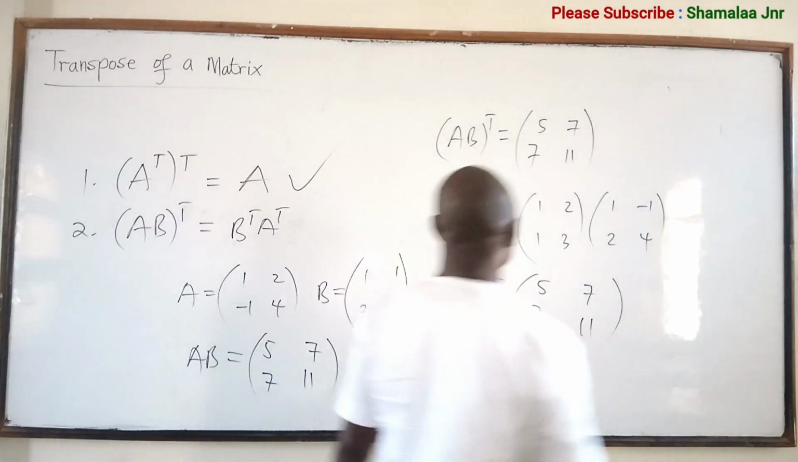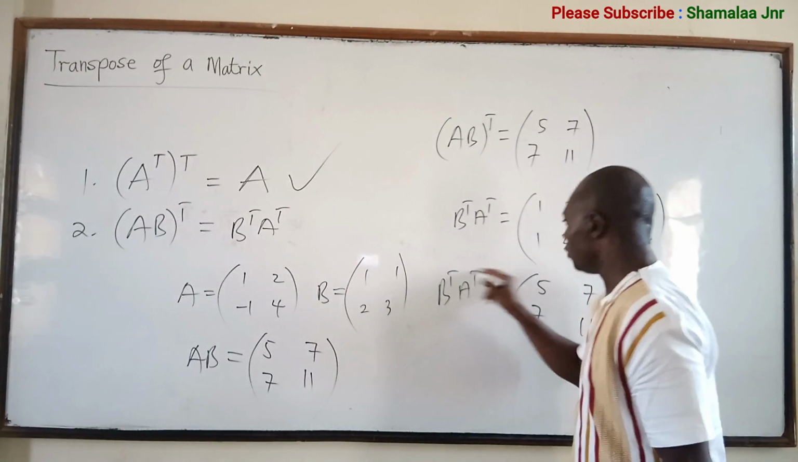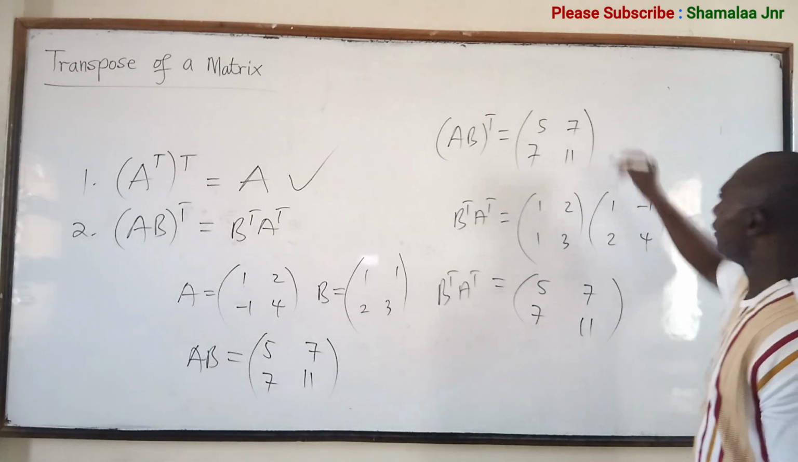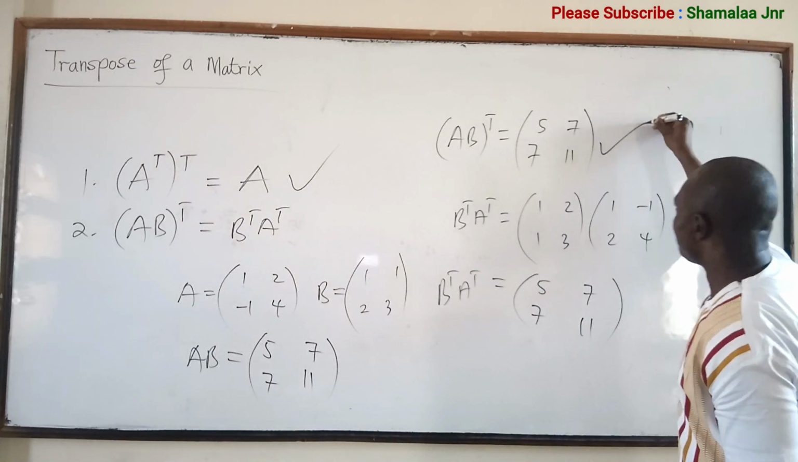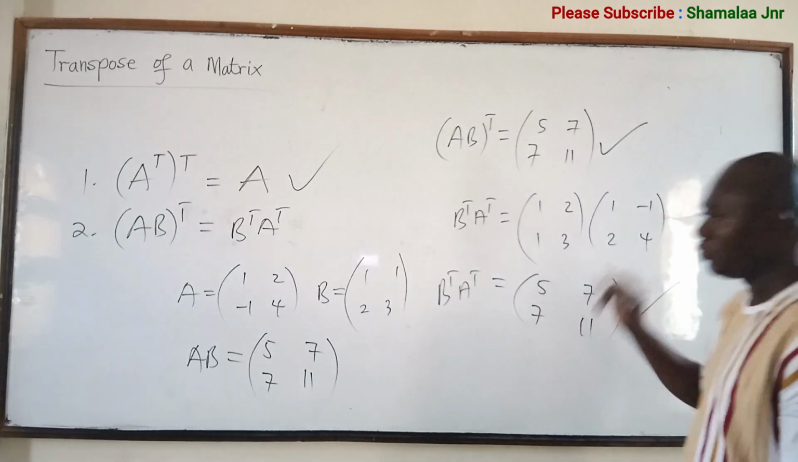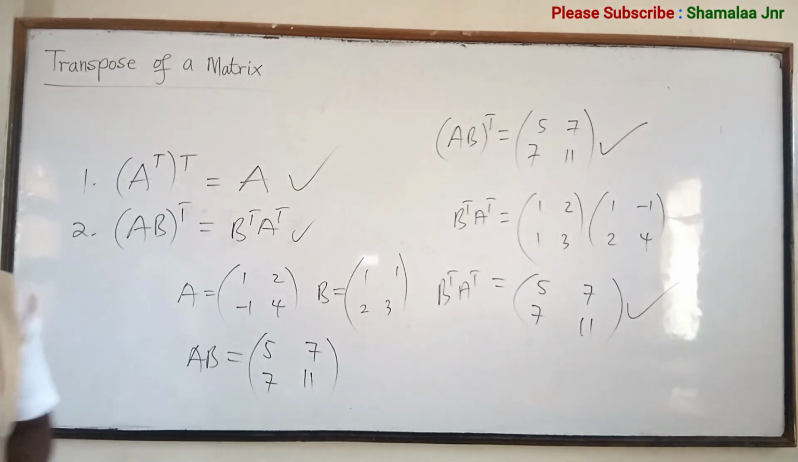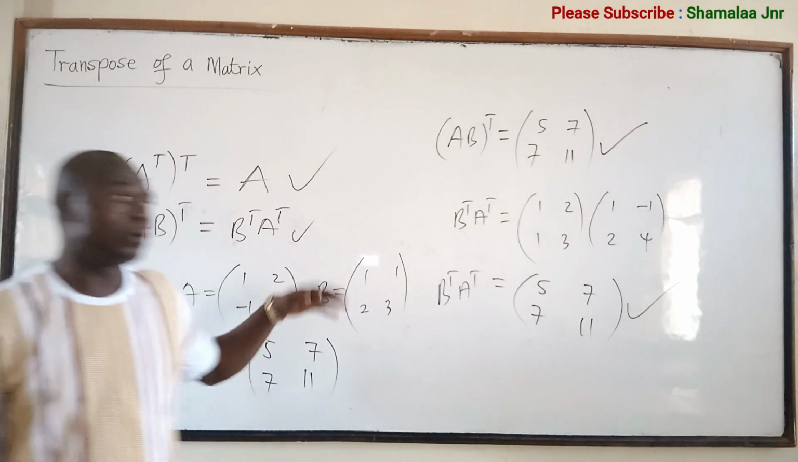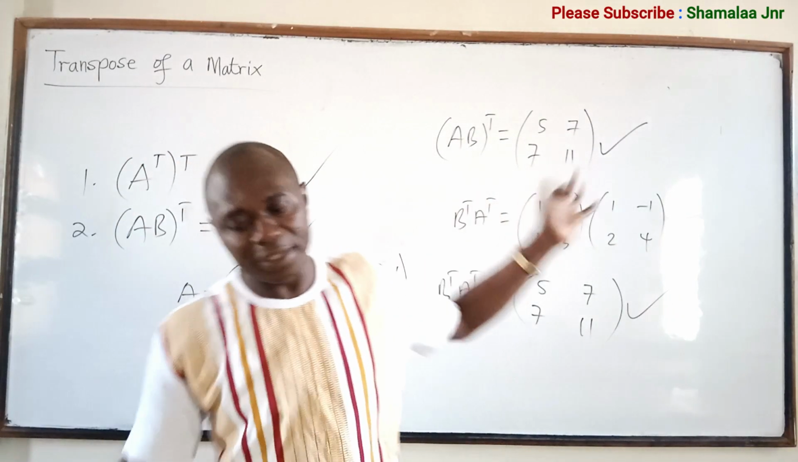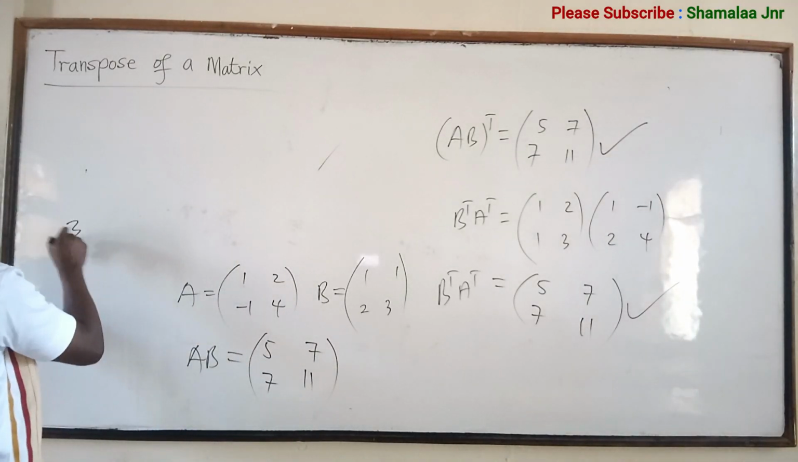So viewers, look at it. So this is B transpose A transpose. So we have seen that AB transpose gives us this, and B transpose A transpose has given us this. So it means that this is true. Yes, this is true. Actually, you can also use a 3 by 3 matrix to verify it. You have something like this. The third one.